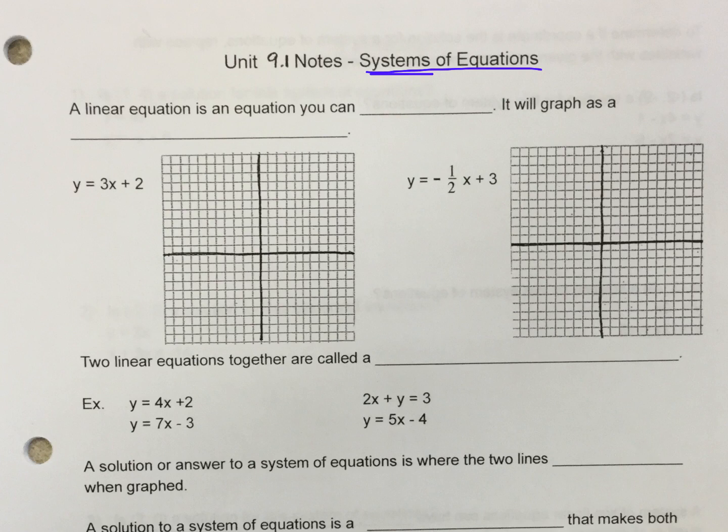A linear equation is an equation you can graph, and it will graph with a straight line. So let's just review how we graph a line. We have our slope, and then we have our b, which is always where we start.